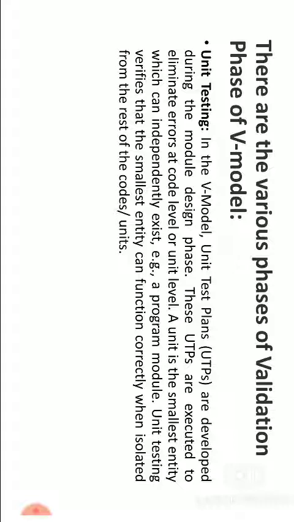Why is unit testing done? To eliminate errors. A unit is the smallest entity which can independently exist, for example a program module. Unit testing verifies that the smallest entity can function correctly when isolated from the rest of the code's units. Testing a small portion of the application is called unit testing, to check whether it is working properly or not.